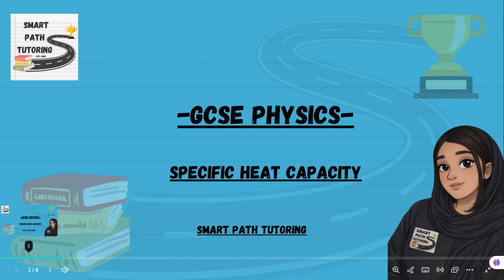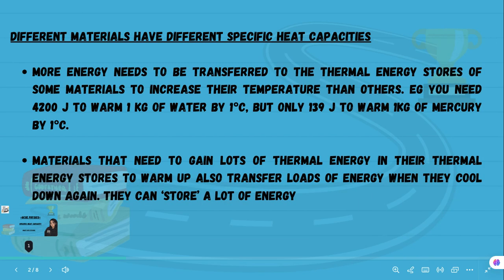GCSE Physics. This video is about specific heat capacity. Different materials have different specific heat capacities. More energy needs to be transferred to the thermal energy stores of some materials to increase their temperature than others. For example, you need 4,200 joules to warm 1 kilogram of water by 1 degree Celsius, but only 139 joules to warm 1 kilogram of mercury by 1 degree Celsius.